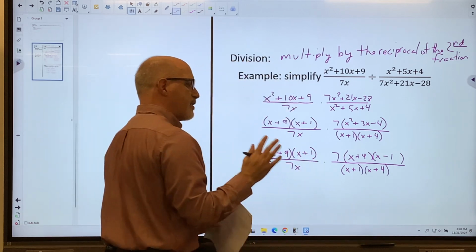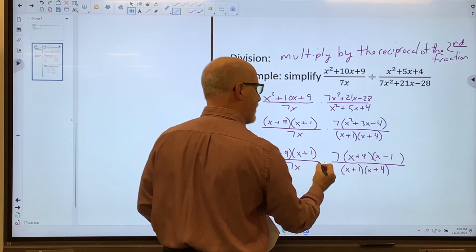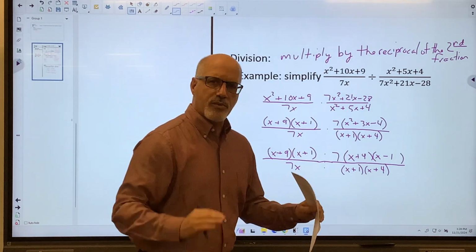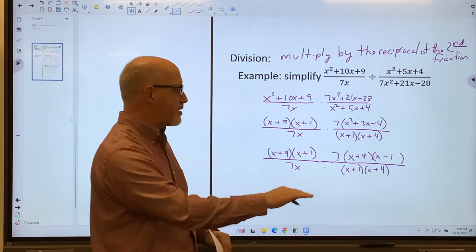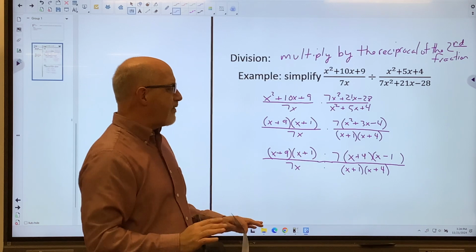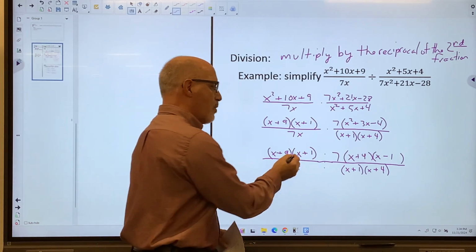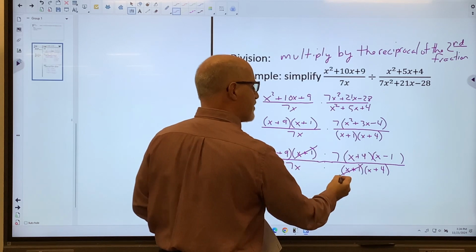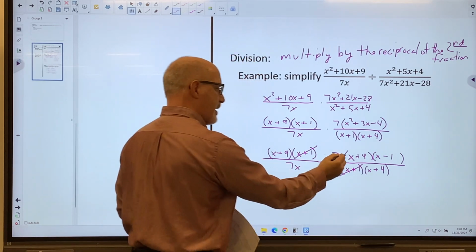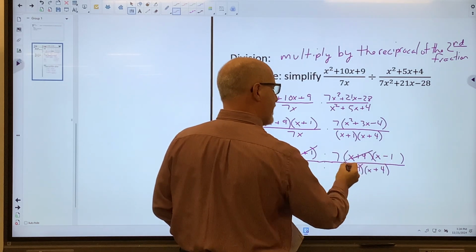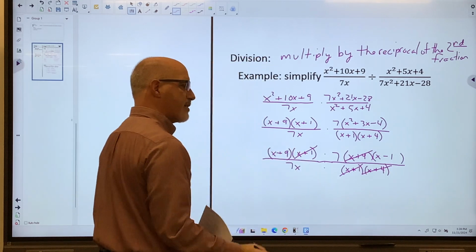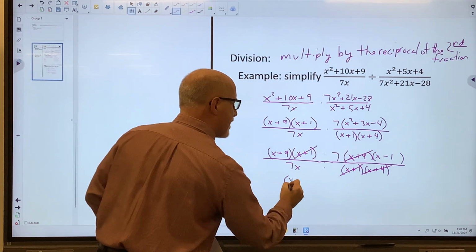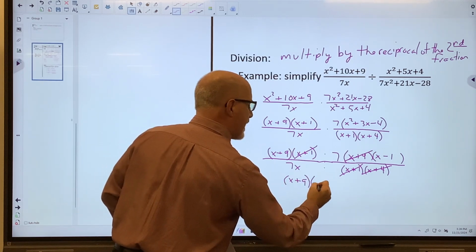Now that it's multiplication, I can extend the fraction bar, make it multiplication, straight across numerator, straight across denominator. Now I look for common factors in the numerator and denominator. Well, here's an x plus 1 and an x plus 1, so I can reduce those out as a factor of 1. I see an x plus 4 and an x plus 4. Those reduce out as a common factor of 1. So what I'm left with then is x plus 9 times x minus 1.